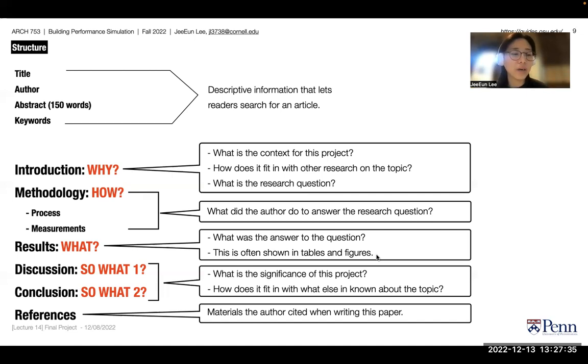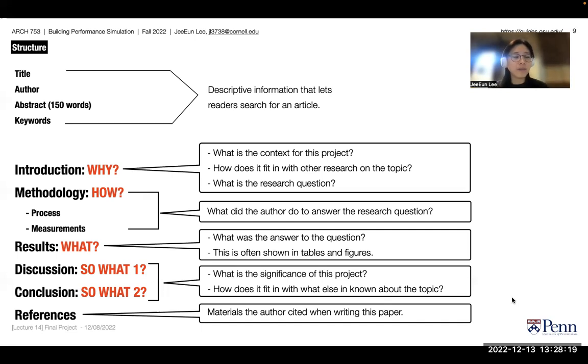And later on, there are the discussion and conclusion. Here you can interpret the result with your own words or your own intention. So here you can say what the significance of this project is, and also how it fits in with what else is known about the topic. So how this will matter in other contexts, and here you also say what the limitation of your study was. So this is more about, based on the result, giving your interpretation and opinion.